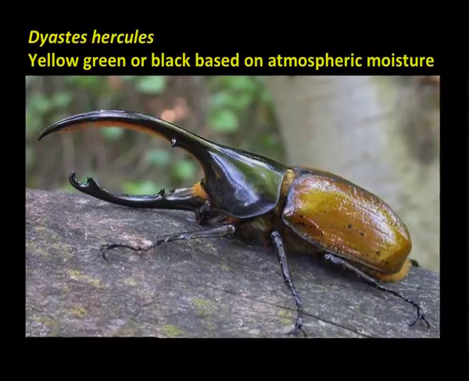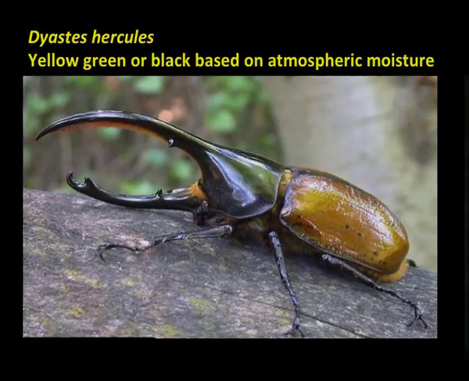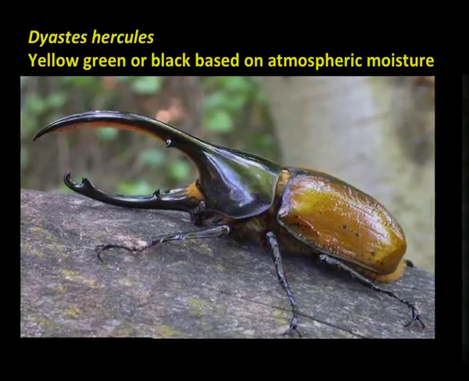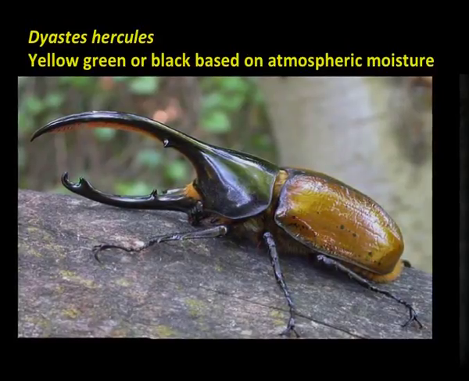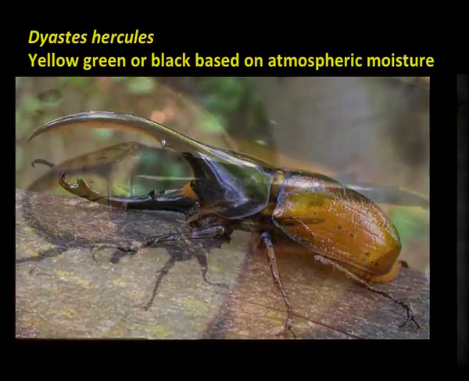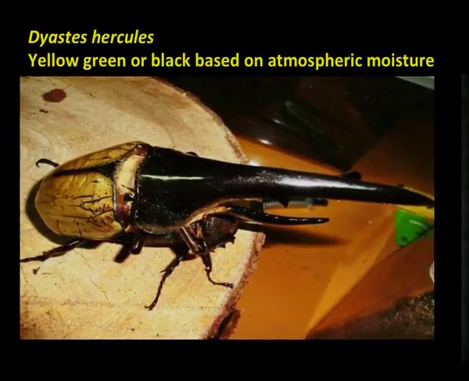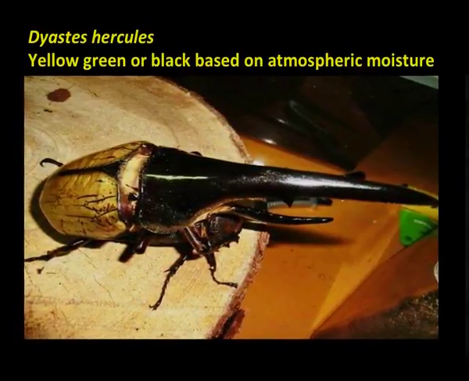So insects have many pigments, and they also differ from human skin in changing color by controlling the expression of pigments. For example, Diastus hercules shows yellow-green color or black color based on the atmospheric moisture. This is also known as camouflage. That is a different big topic, so now we will see only the insect body wall.